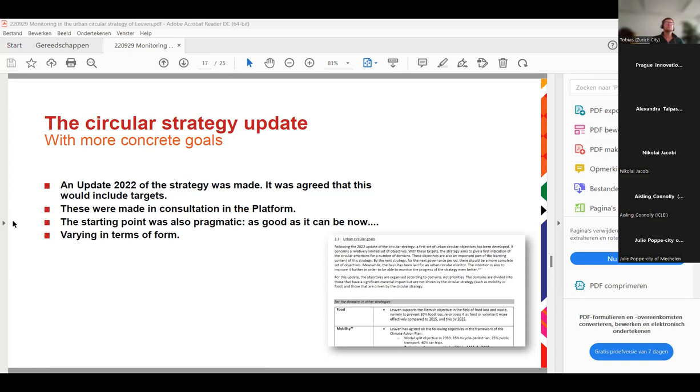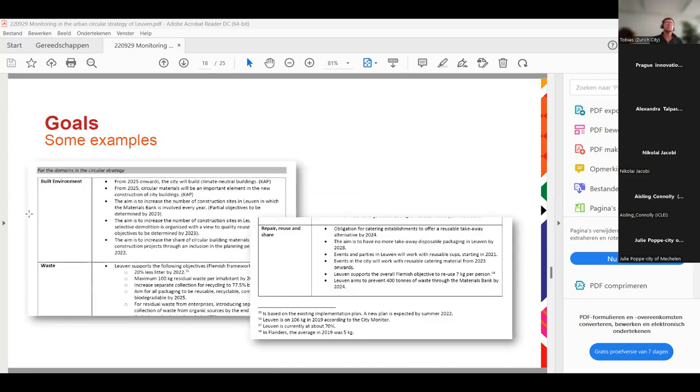It was made in consultation with the platform, and it was also a pragmatic approach because it's as good as it can be now. This means that it is varying in how they are formulated. You see some examples. Some of them are very specific, some of them are quite general. Some of them are based on other strategies that are available. This means that not every one of these is formulated in a smart sense, but they are what they are, and we can work with them.